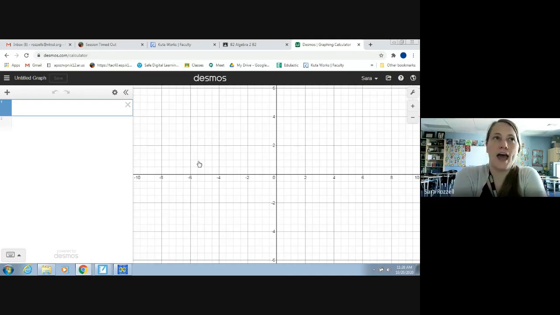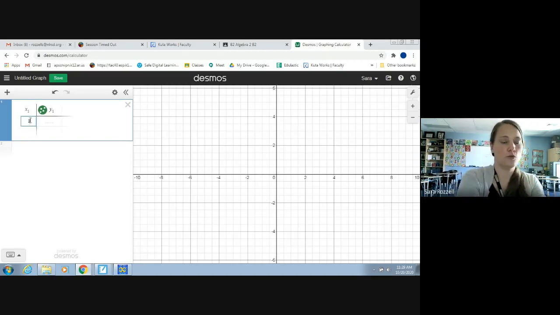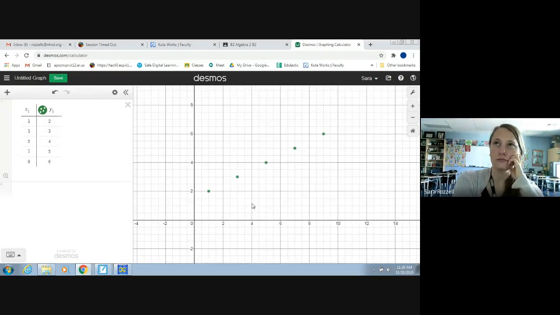Okay, so what we're going to do is add a table because we need to put our data in here. So you're going to hit this plus button and we're adding a table. We're going to type in the ordered pairs that we had. So our first one was 1, 2. So the X goes first and then the Y. And then right underneath it, 3, 3. 5, 4. 7, 5. 9, 6. And what's nice is they went ahead and plotted it for me, so that's good to see.